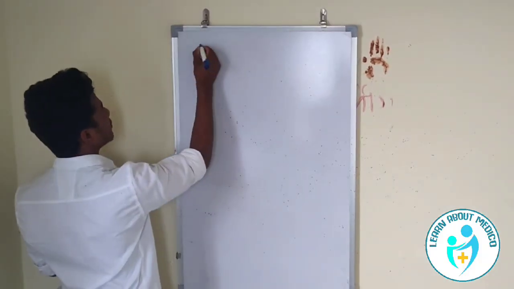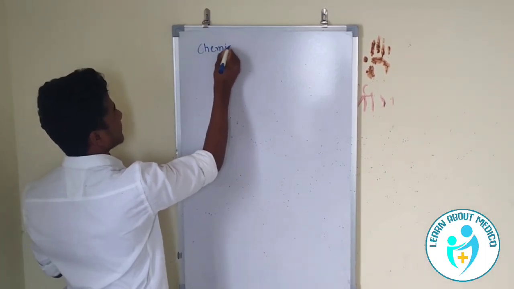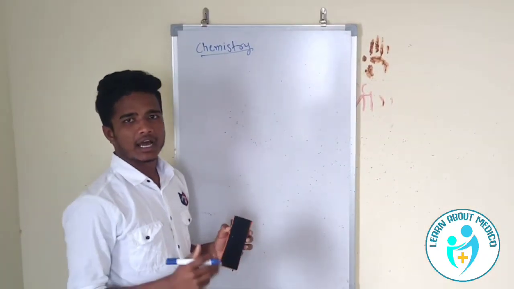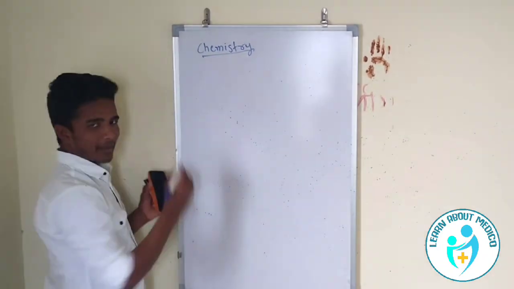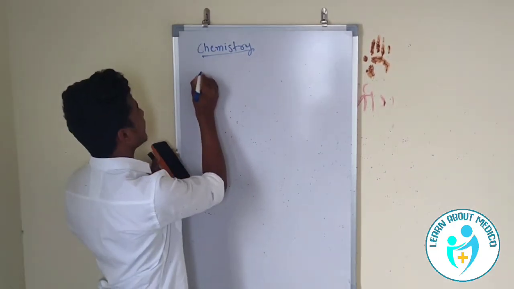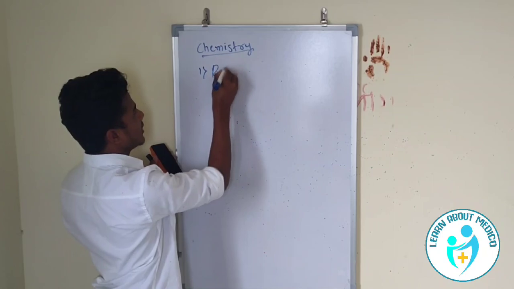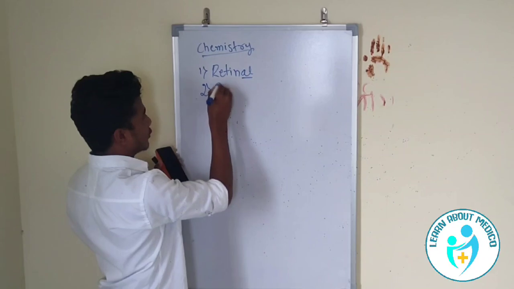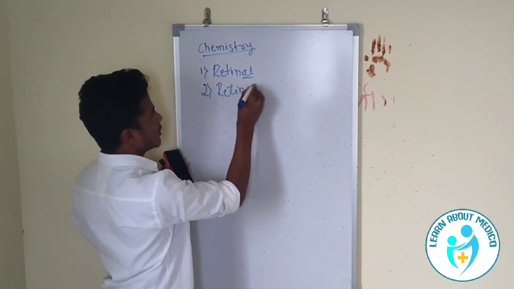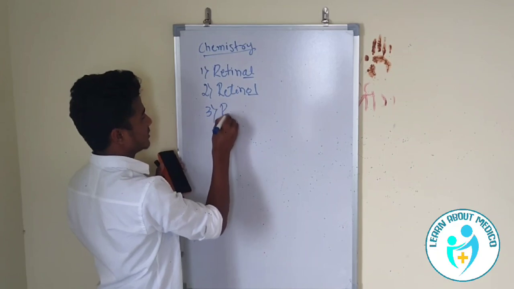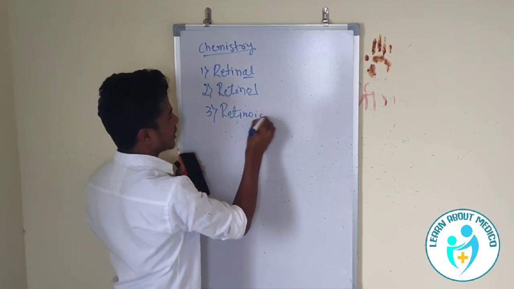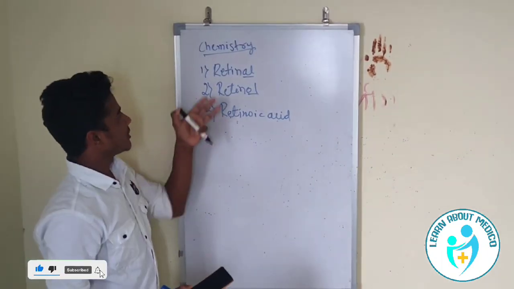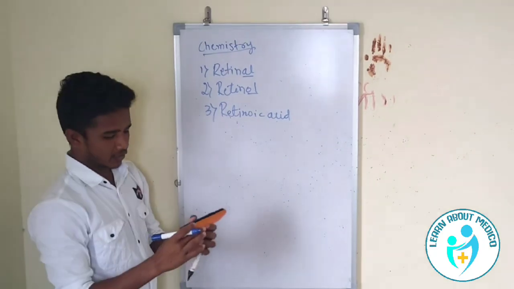First, we have to discuss the chemistry part of vitamin A. Previously, I told you that vitamin A in animals is in the form of retinal, retinol, and retinoic acid.